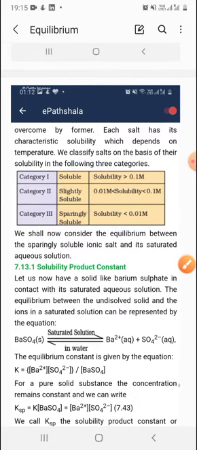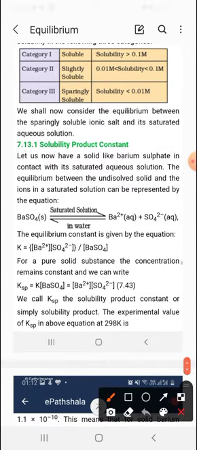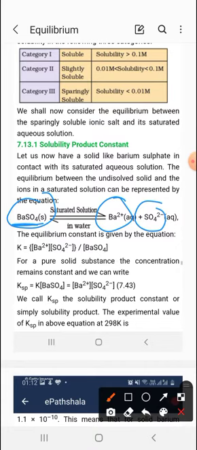Then how will you calculate the solubility product for that kind of salt? You can see there is barium sulfate. You will get the precipitate of BaSO4, which is white in color, in the saturated solution in water. It is a sparingly soluble salt, very much less soluble, so it will give you Ba2+ and SO4 2- ions in the solution. For the equilibrium constant, you can write the concentration of Ba2+ and SO4 2- divided by BaSO4, and when this constant BaSO4 concentration is multiplied by K, it will give you the Ksp, which is the solubility product.